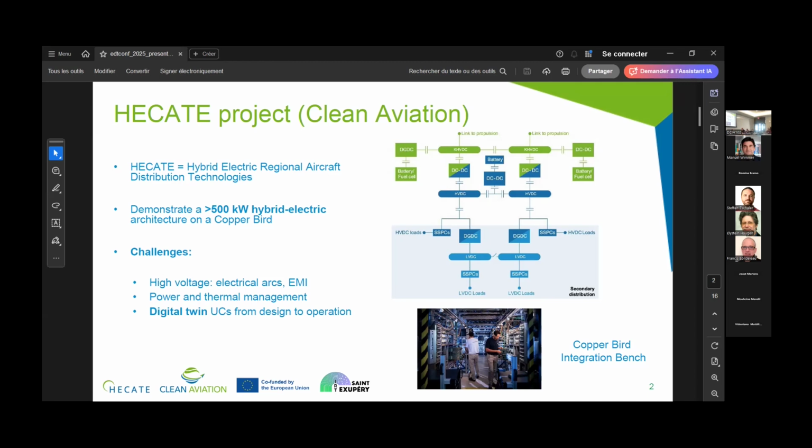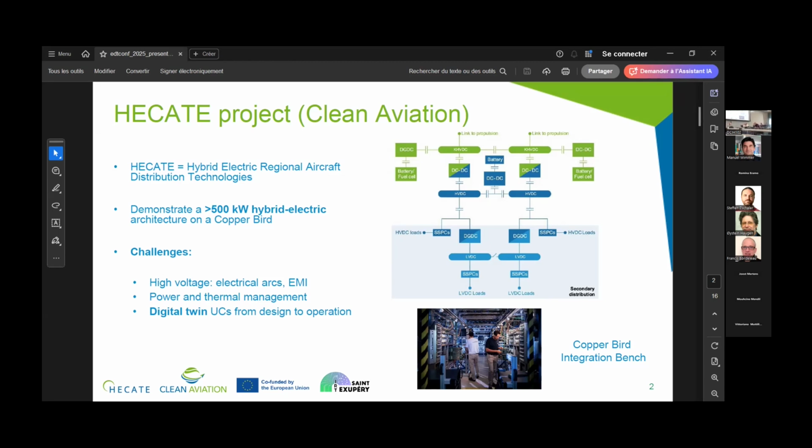The final output here is a demonstrator of a 500 kilowatt hybrid electric architecture that will be embedded in the Copperbird. It's an integration bench, a large integration bench. Here you can see it's the size of a room, and you can include different modular power electronics or mechanical thermal components. So in this project, there are many challenges.